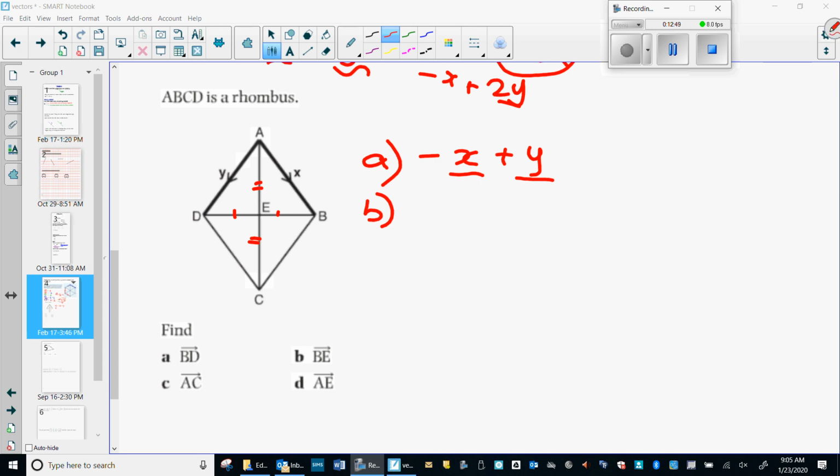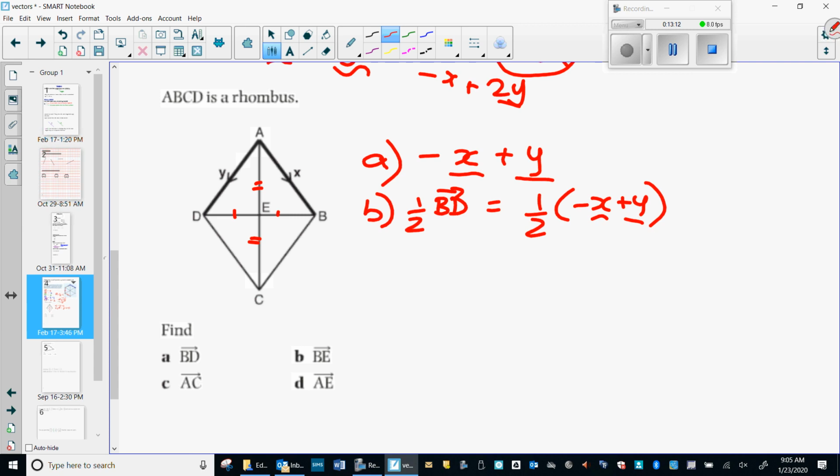Can someone describe just in words what it is? Half of, like an inverse one. Yeah, it's half of B to D, yes? So next, write half of B to D. But we just worked out what B to D was, didn't we? So it's going to be half of minus X plus Y.